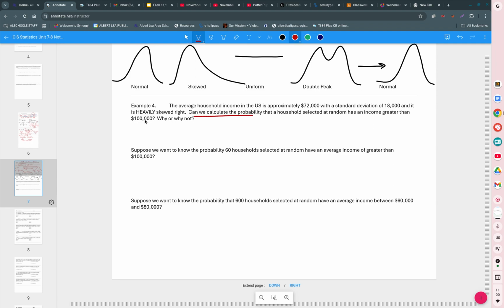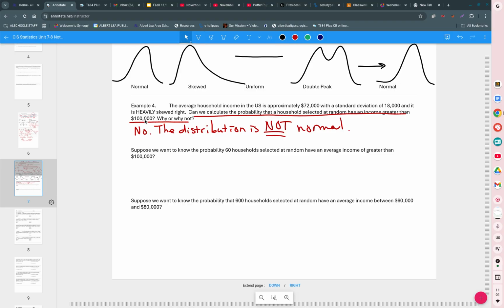It says this. Can we calculate the probability that a household selected at random has an income greater than $100,000? Why or why not? And the answer is no. And here's the reason why. The distribution is not normal. So we can't use our fancy little z equals x minus mu divided by sigma because the distribution is not normal. It's heavily skewed. However, we can sample a mean.